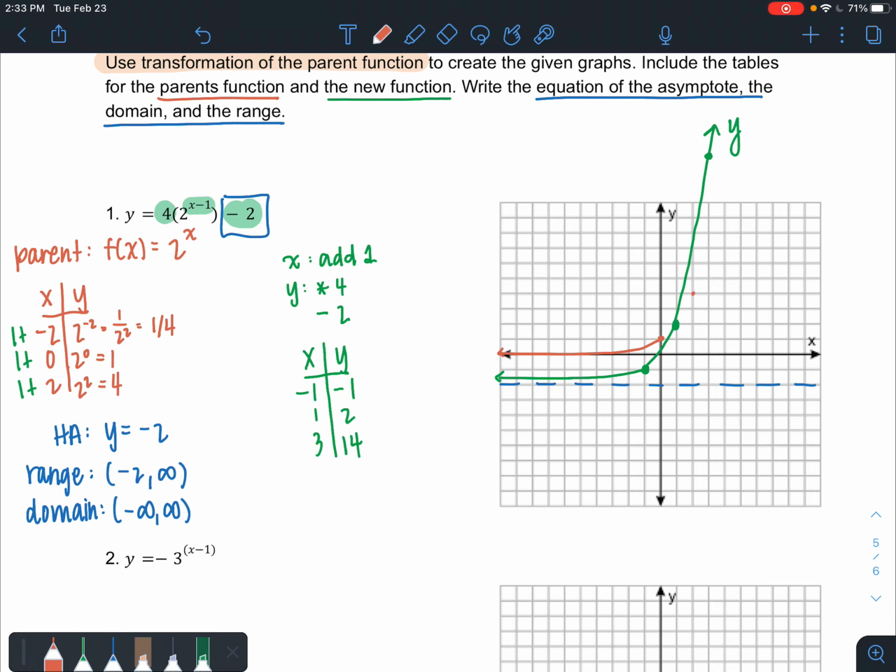So you can kind of tell that between those two graphs we have a vertical stretch, and then we also have a shift down, and we also have a shift to the right a little bit. I'm sorry, to the right, because I'm looking from red to green. Okay, so that's just some observations there. Let's do another one.